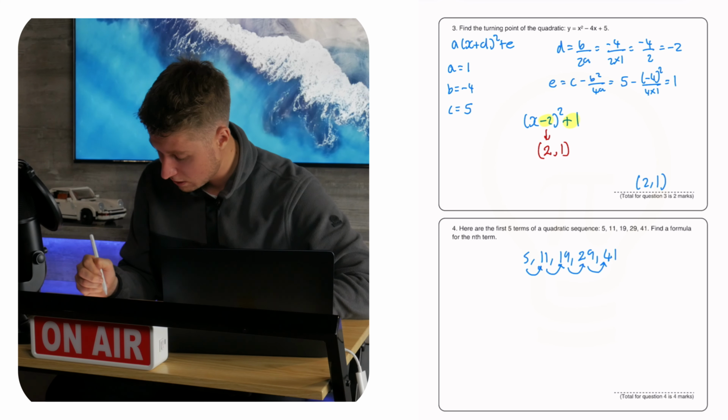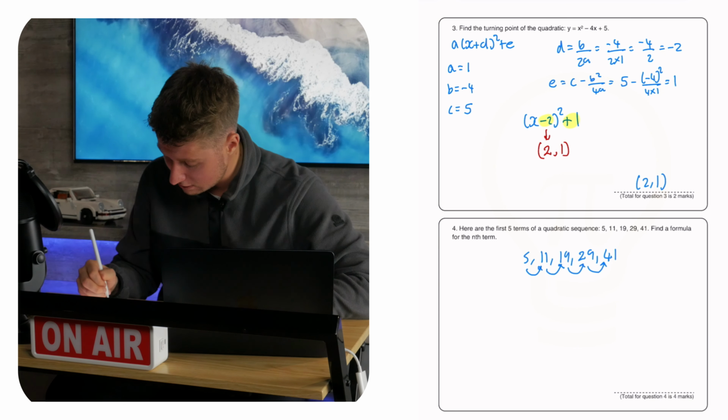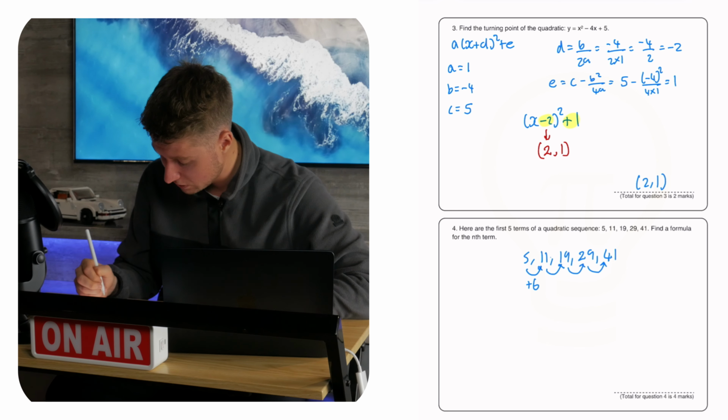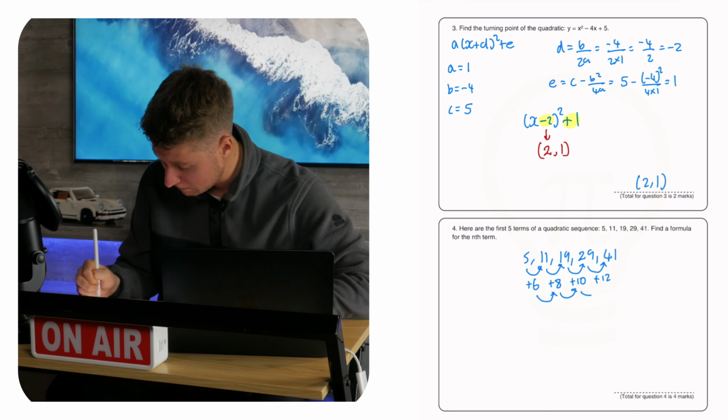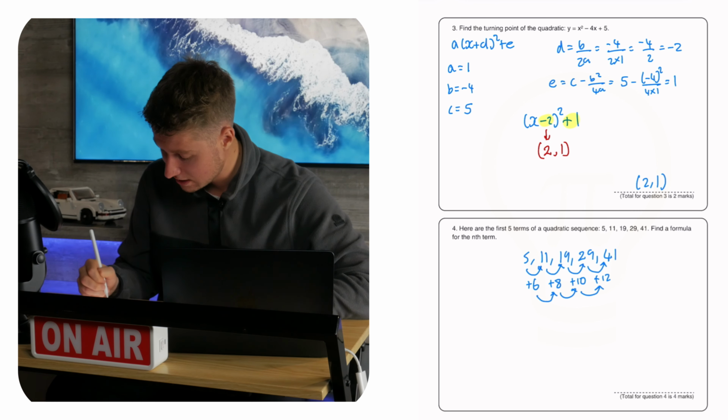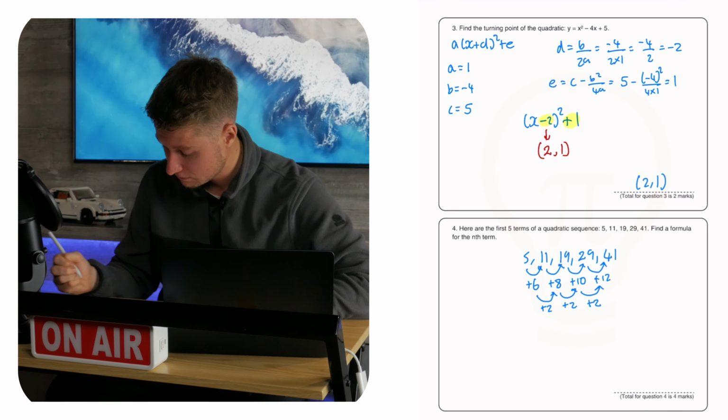So the difference between 5 and 11 is 6. The difference between 11 and 19 is 8. The difference between 19 and 29 is 10. And the difference between 29 and 41 is 12. Then we find the next common difference between the jumps we've just found. So the difference between 6 and 8 is 2, and then 2, and then 2.